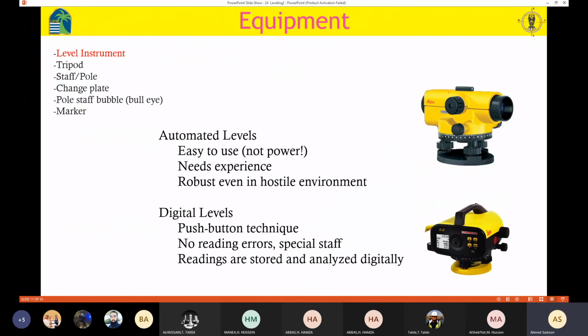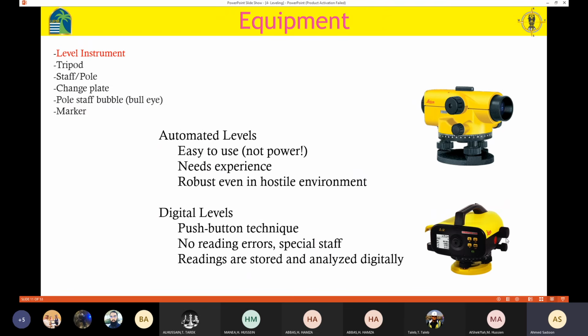The instruments needed to do leveling. First, we have the level instrument. This one is a telescope. It could be an automated level, or it could be a digital level. So what's the difference between them? If you are going to use the automated level, it is easy to use and it does not require any power, not like the digital level.